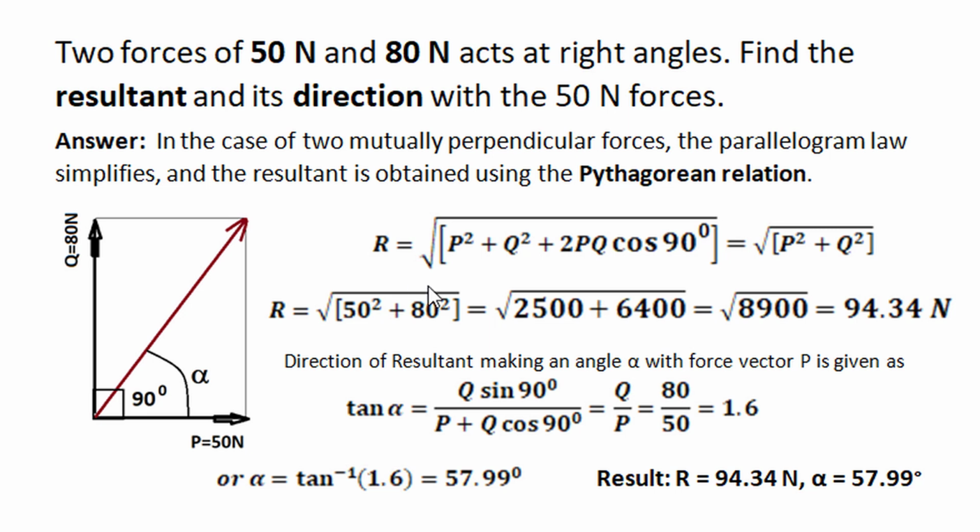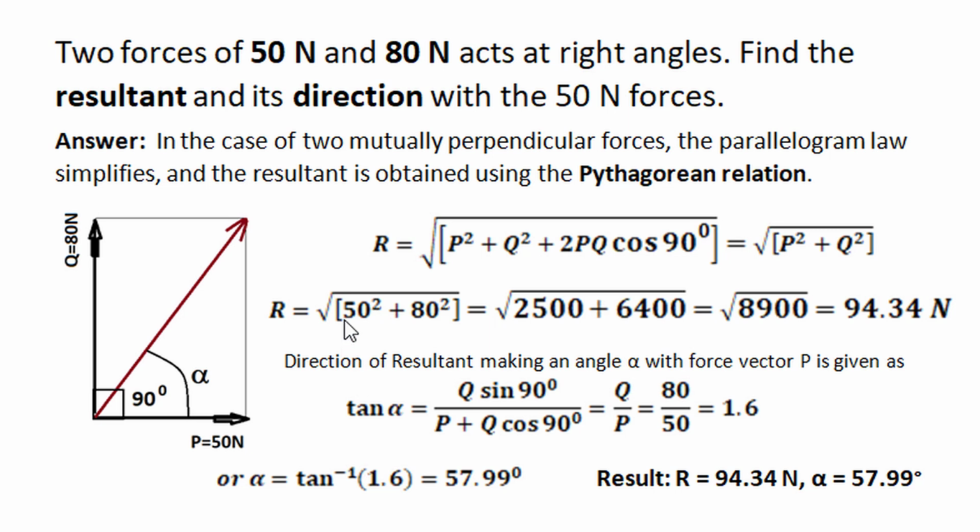Here in this magnitude relation, square root of P square plus Q square plus 2PQ cos theta, theta is 90 degree, cos 90 becomes 0. So this 2PQ cos theta becomes 0, and resultant magnitude simply becomes Pythagoras relation. Here base is P, perpendicular is Q, so the hypotenuse resultant is square root of base square plus perpendicular square.